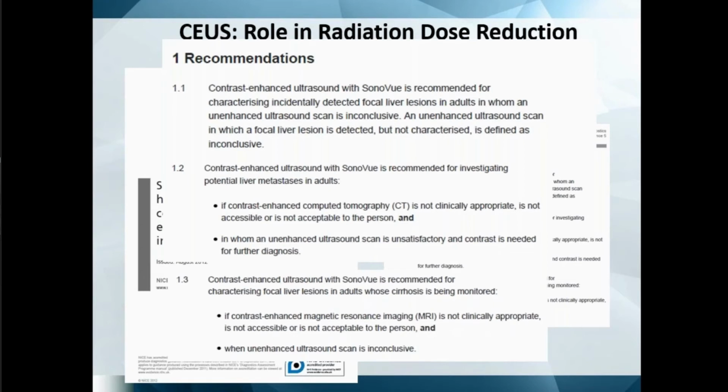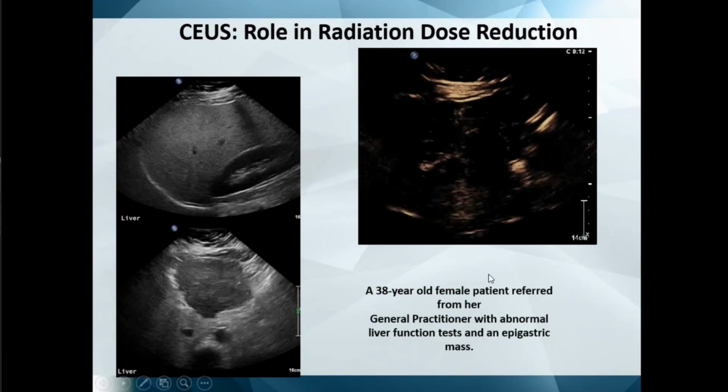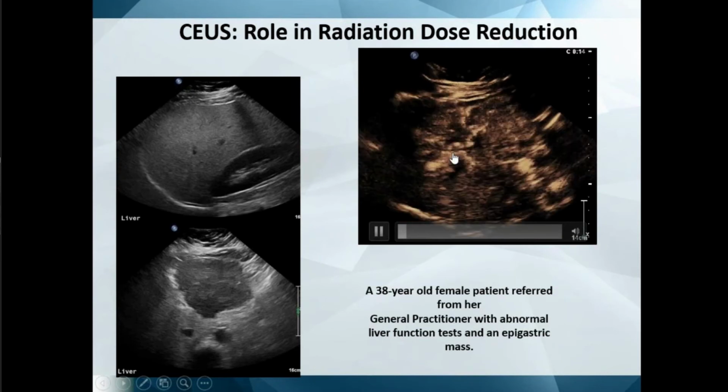So we have a government body recommendation that you should use contrast-enhanced ultrasound. Let's just look at an example of a 38-year-old female patient from a general practitioner, abnormal liver function test and an epigastric mass. This is what you see on ultrasound, a big mass in a fatty liver. But once you add contrast agent to this, you will see immediately that the diagnosis is clear.